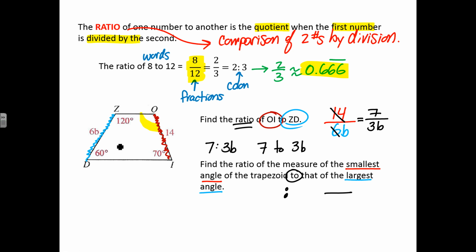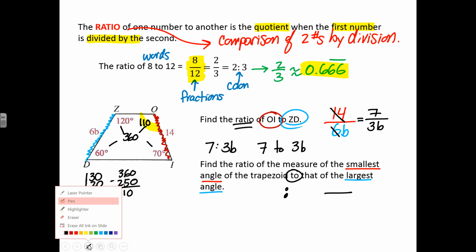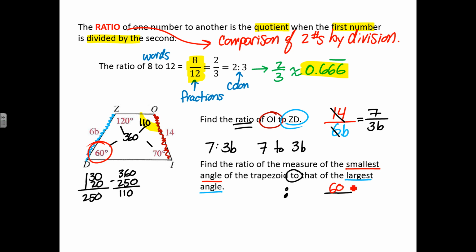All of these have to add to 360. So that's going to be 130 plus 120, 250, which leaves 110 away from 360. Now we got there. And we want the ratio of the smallest angle. You find the smallest angle, which is 60, to the largest angle, which is 120. Smallest to largest. A ratio by definition is always simplified to the lowest form. That is a 1 to 2 ratio of the smallest to the largest.